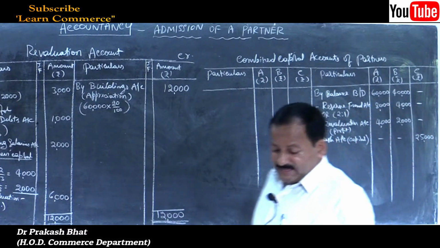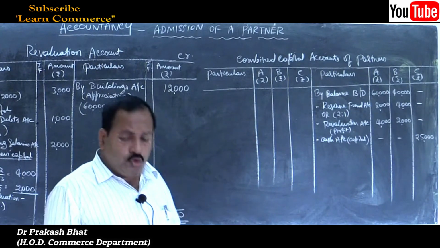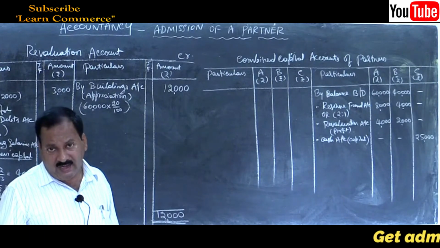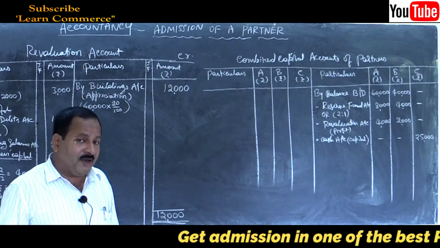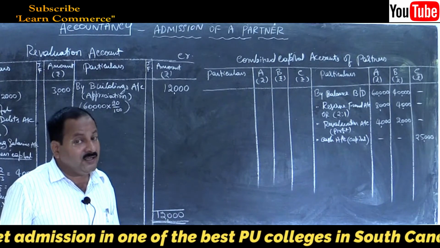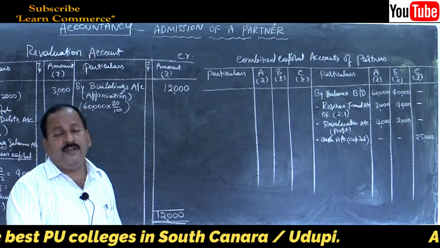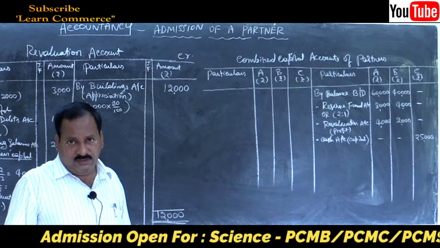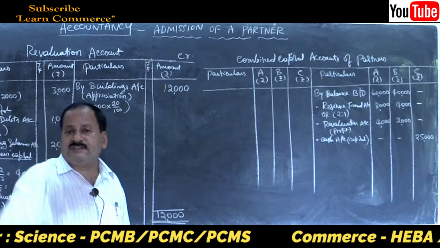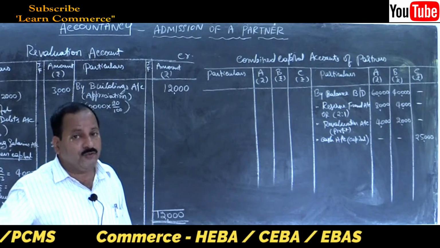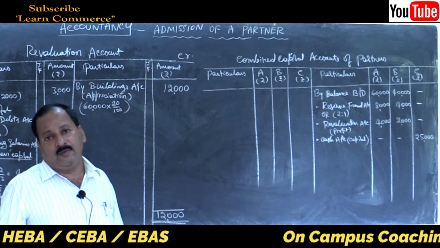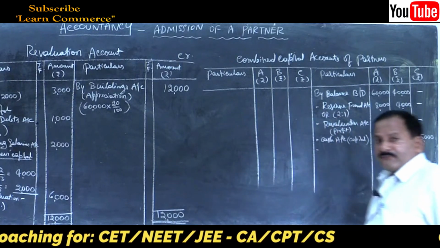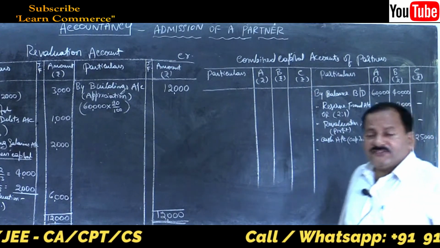Then what else? Goodwill brought in. 15,000 cash is brought in by the new partner towards goodwill. It should be distributed among the old partners in which ratio? Sacrifice ratio. So whether sacrifice ratio can be calculated here? No. So old ratio itself is the sacrifice ratio, because new ratios of old partners are not given in the problem.